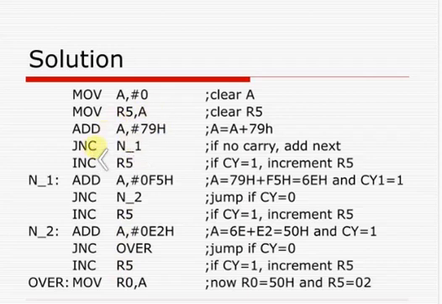Otherwise, if a carry is generated here, with jump if no carry it will go to here. Otherwise, increment R5. R5 will be incremented here. Initially R5 is also equal to 0. Clear R5 here. Here increment R5. Here also increment R5. Finally, the result will be stored in R5 and R0. Lower order in R0, higher order in R5.